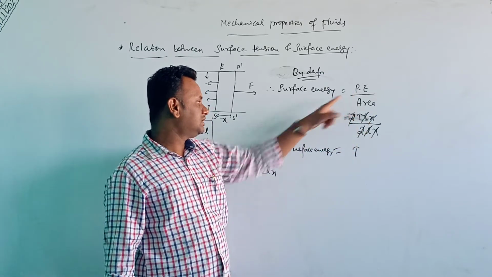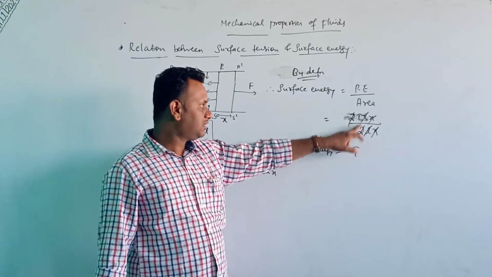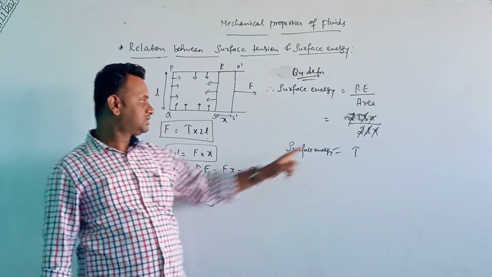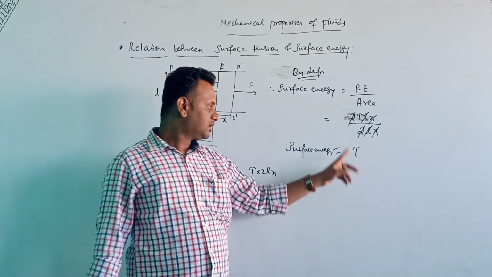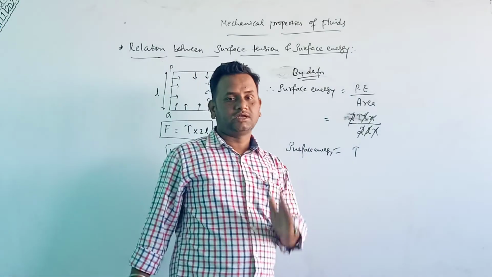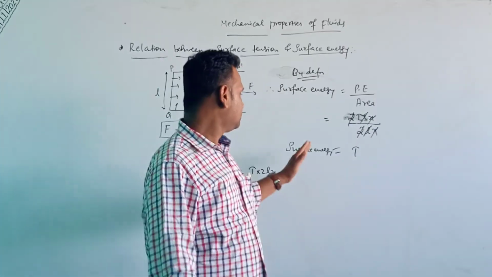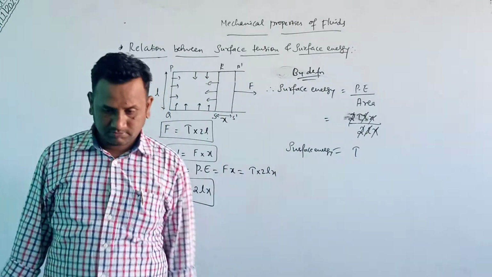So potential energy is how much? 2Lx into T. So here also we have substituted. Area is how much? 2Lx. The 2 cancels, L cancels, x cancels. Remains only T. So thus numerically surface tension is equal to the surface energy. Okay, note this.